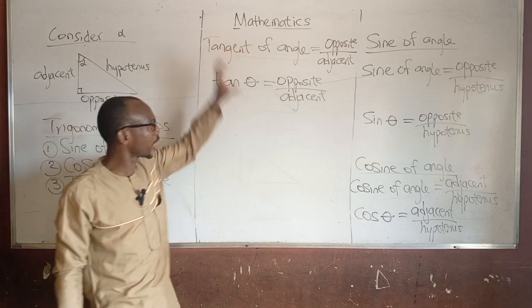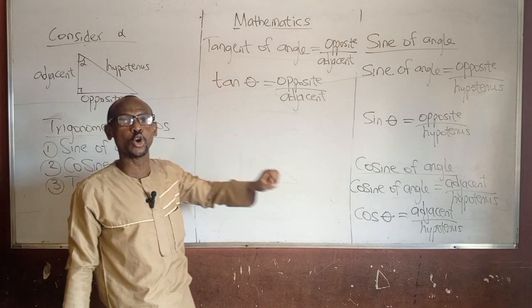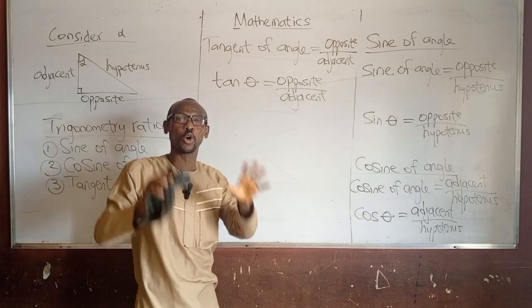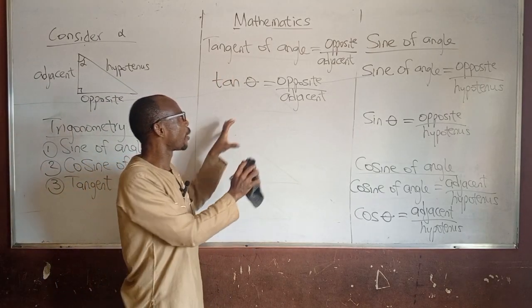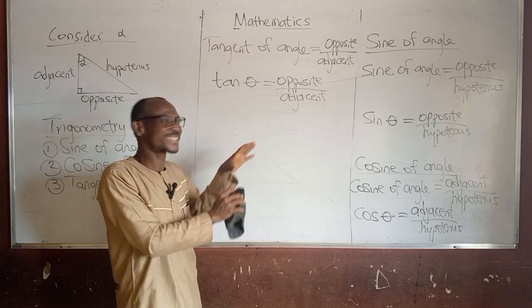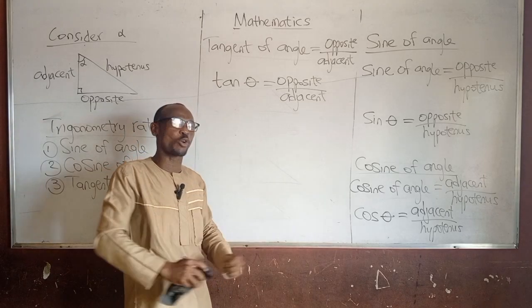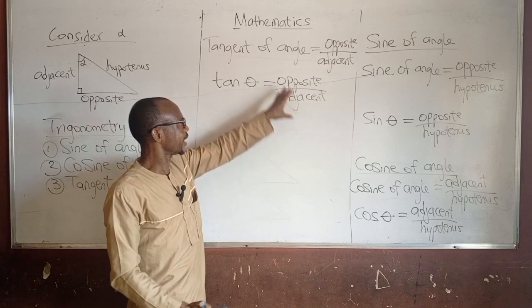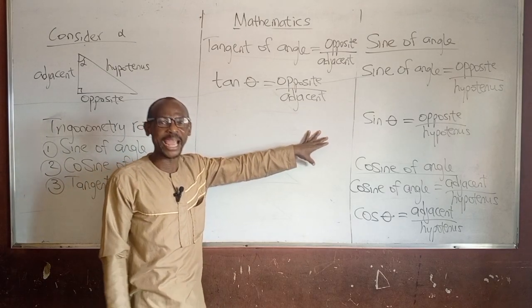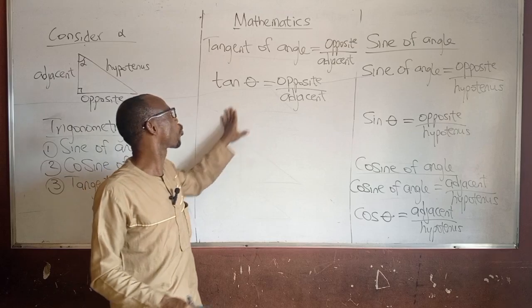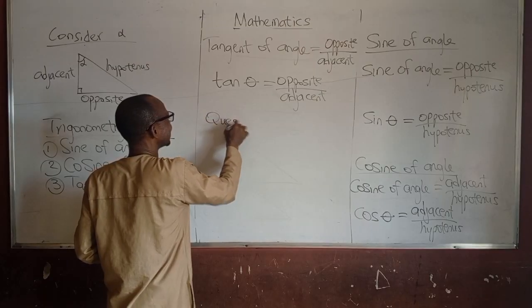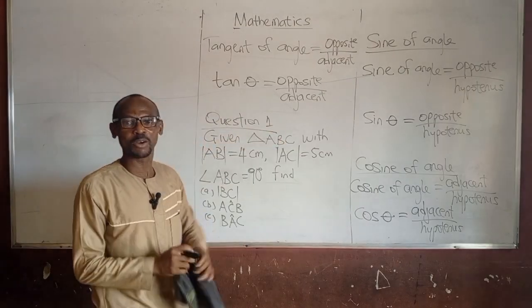This now be the three basic trigonometry ratios we go use to solve problems, to find the side of a right angle triangle and also to find the angle in a right angle triangle. Now we will look at some questions. Question 1. Look at this question now.